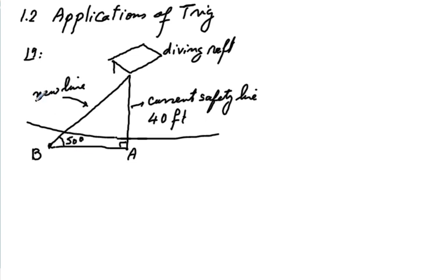The question is how much line we need, assuming that you have to add 5 extra feet on either side for tying the rope to the anchors. Okay, so let's consider this point, this is the diving raft, let's call it R. We want to find the length of BR, that is the line, and then we need an additional 10 feet for tying things down. The question is, what is that going to be?